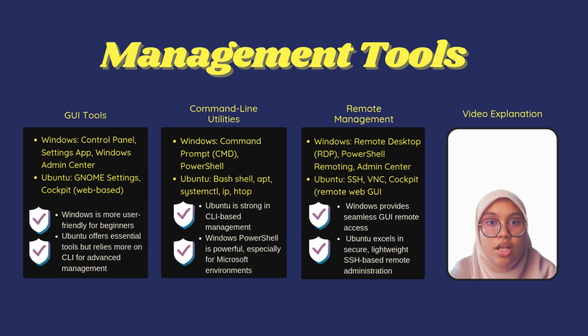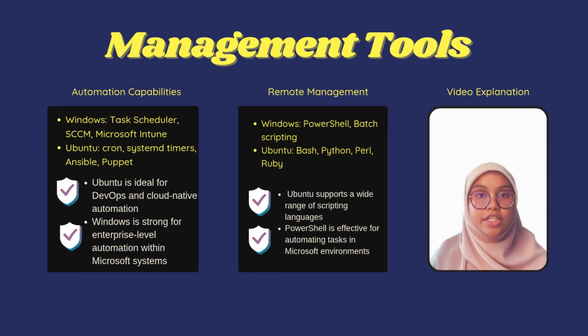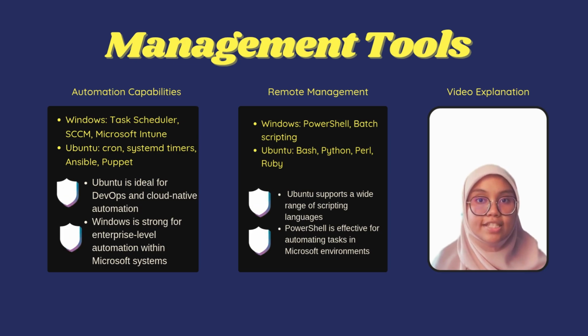For remote management, Windows supports RDP and Admin Center for GUI access, while Ubuntu depends on SSH for secure and lightweight management. When it comes to automation, Ubuntu is preferred for DevOps environments using cron and Ansible, whereas Windows uses Task Scheduler and Intune. Lastly, for scripting, Ubuntu supports multiple languages like Bash and Python, while Windows mainly focuses on PowerShell and Bash scripting. In conclusion, both have their strengths: Windows for GUI and enterprise tools, Ubuntu for CLI flexibility and open source environments.